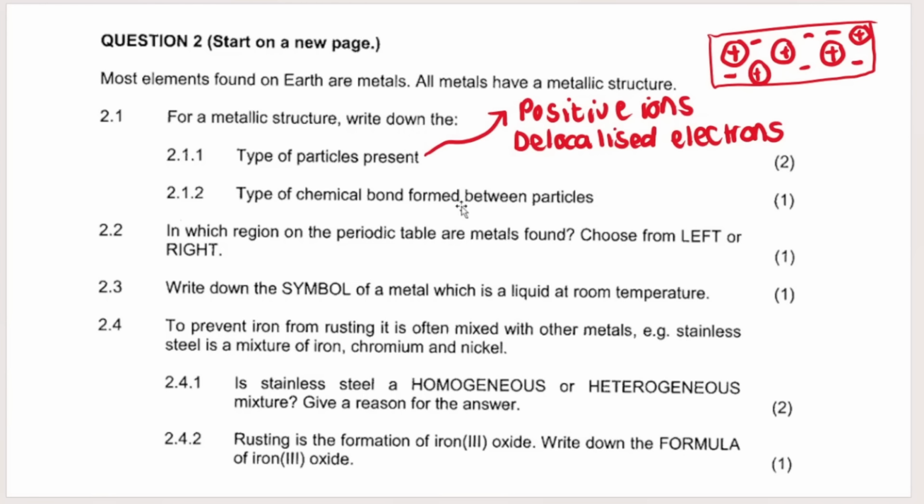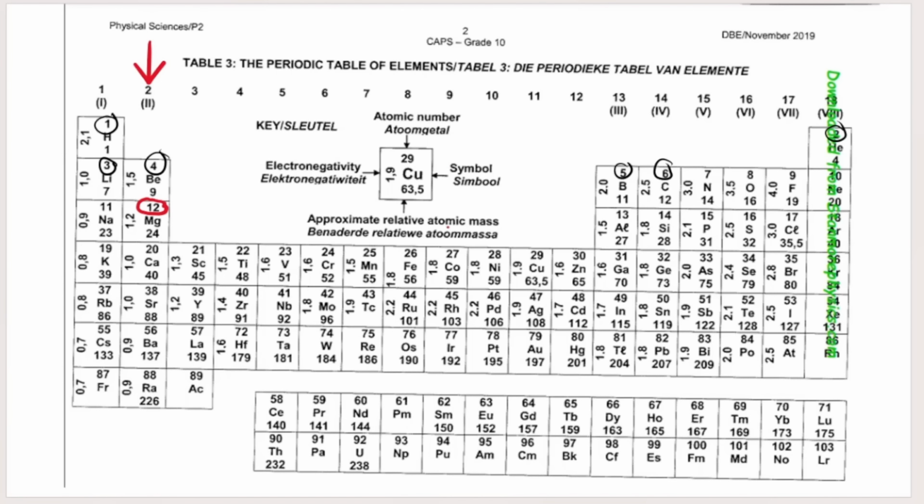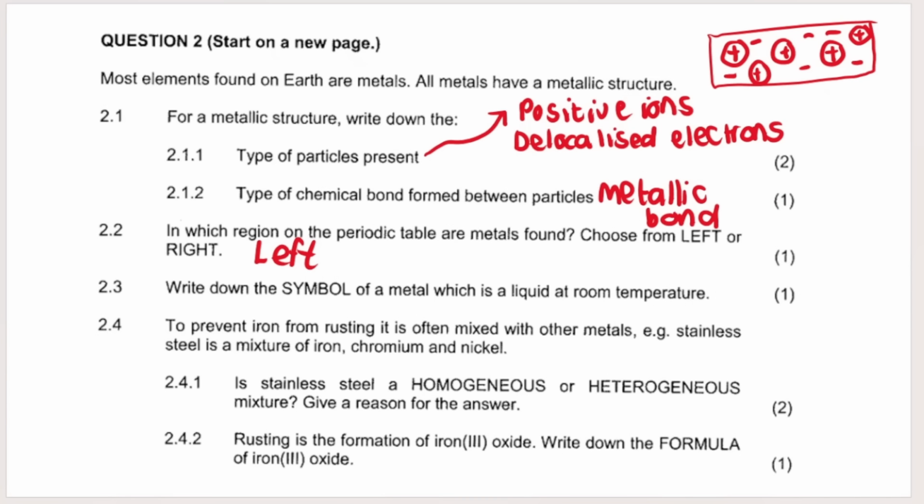In which region on the periodic table are metals found? Choose from left or right. Now, you should be aware that metals are found on the left-hand side of the periodic table. So if we look at the periodic table quickly, we can see that all of these are metals. Okay, we've also got some transition metals, and then also some metalloids, which are kind of along this area here. But hydrogen is also on the left-hand side of the periodic table, but we know that hydrogen is the exception. That is actually a non-metal.